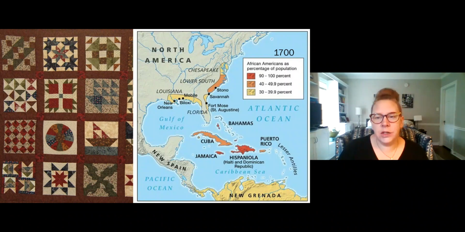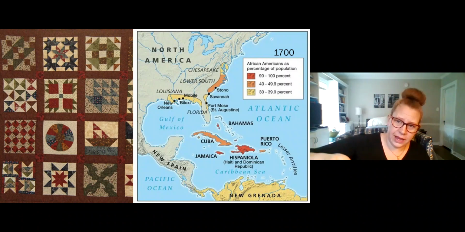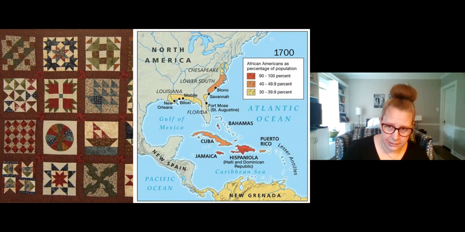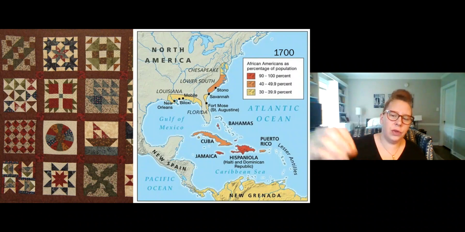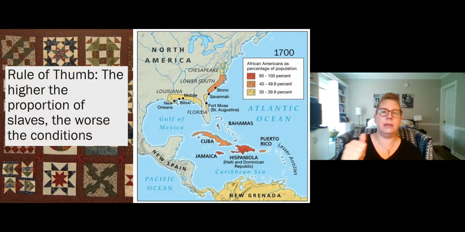So by 1700, this is what it looks like. In Hispaniola, okay, Haiti and the Dominican Republic, 90 to 100% of your population is slave, okay? In Cuba, you've got about half, okay? Now, once you get up to the American South, you're looking at between 30 and in some parts of like the Carolinas, 40 to 50%. So a smaller proportion of people are enslaved in North America and South America than in the Caribbean. It's still an important thing, but this is an important rule of thumb.